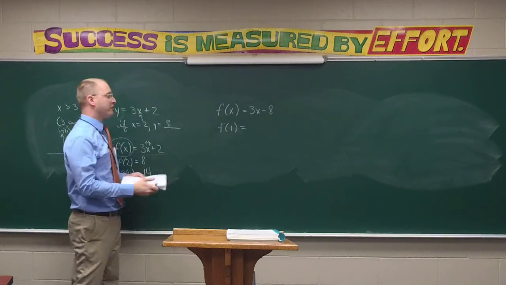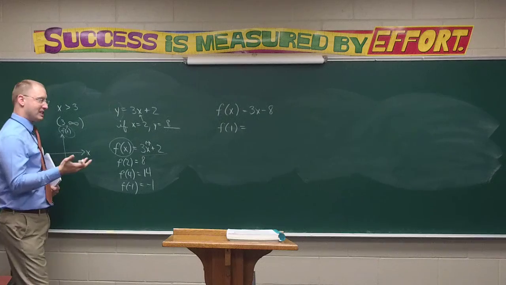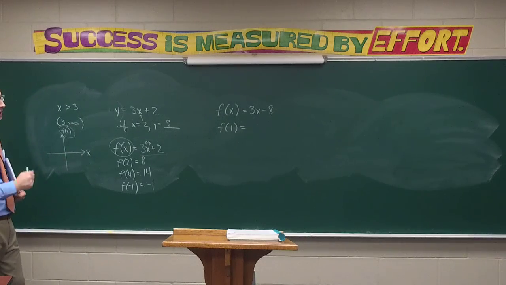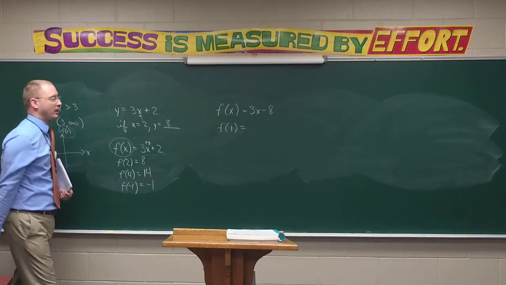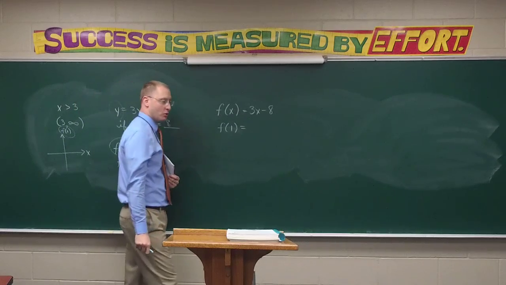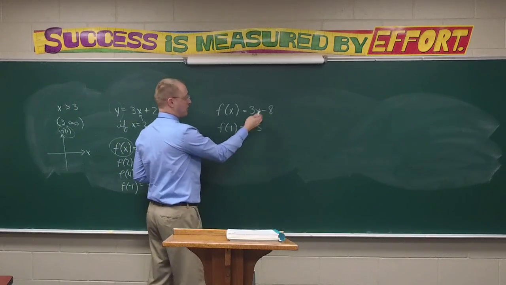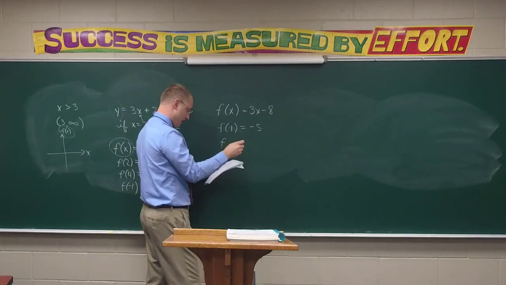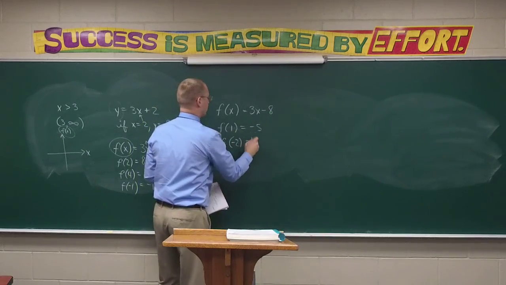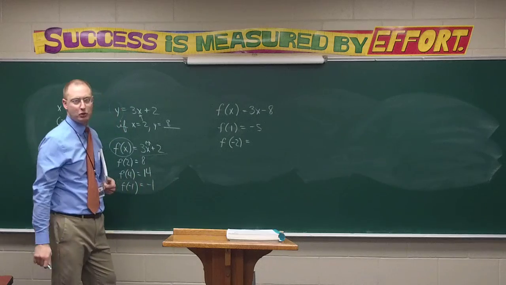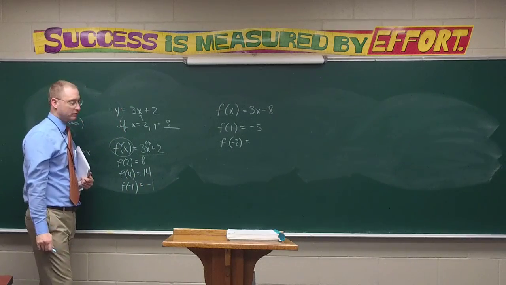The question is, what's f of 1? Well, when I say that, that means in for the x, plug in a 1. And if I plug in a 1 for the x, what value do I get out, Kendall? Negative 5, because 3 times 1 is 3, minus 8 is negative 5. What about f of negative 2? F of negative 2. Michael?